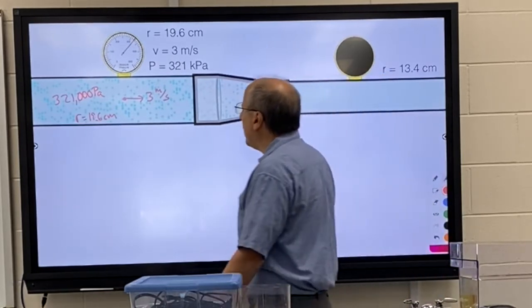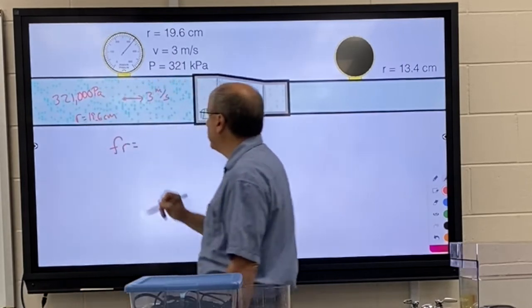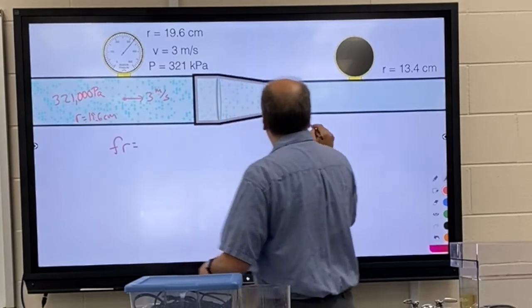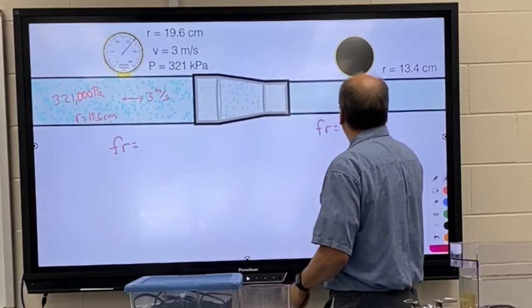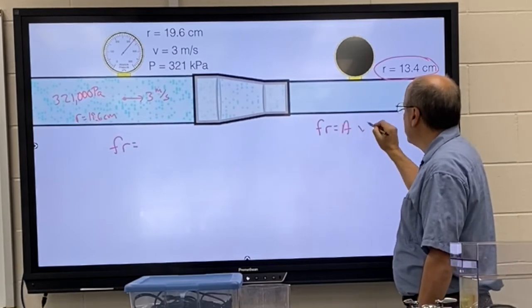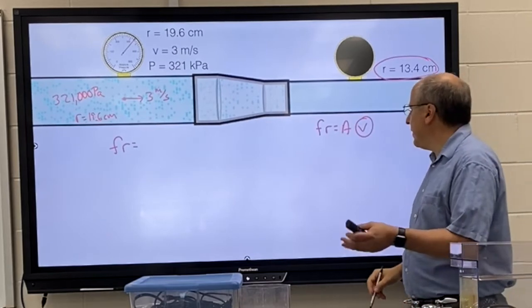Okay, so what you start with is flow rate. So find the flow rate on this side. You have the radius, you have the velocity. Once you get that flow rate, set it equal to the flow rate over here. You have the radius here. So you should be able to find your velocity.